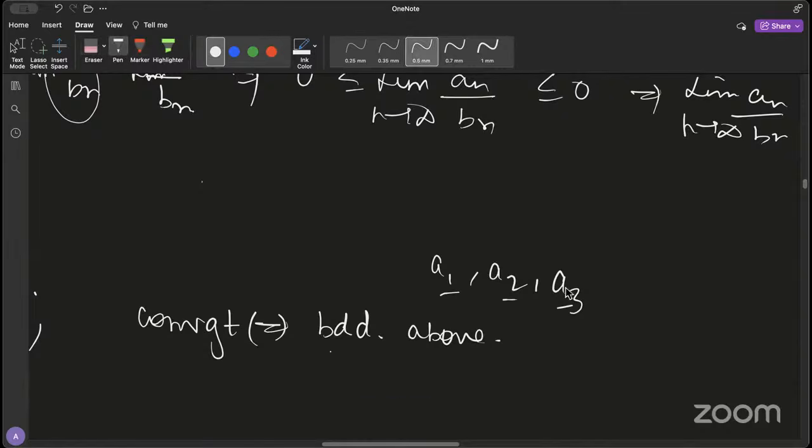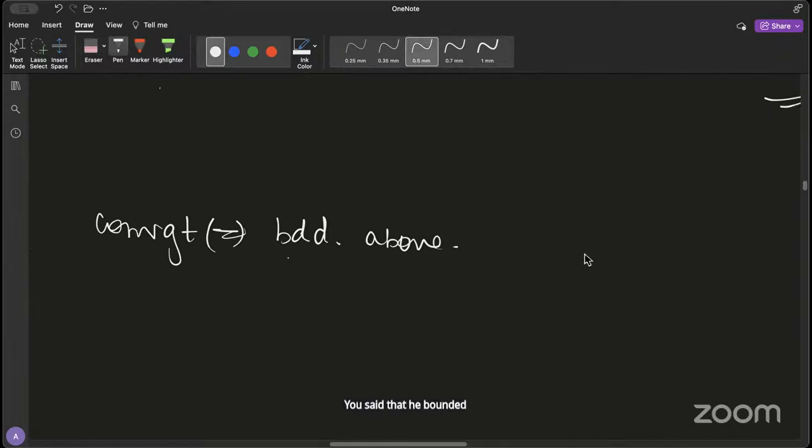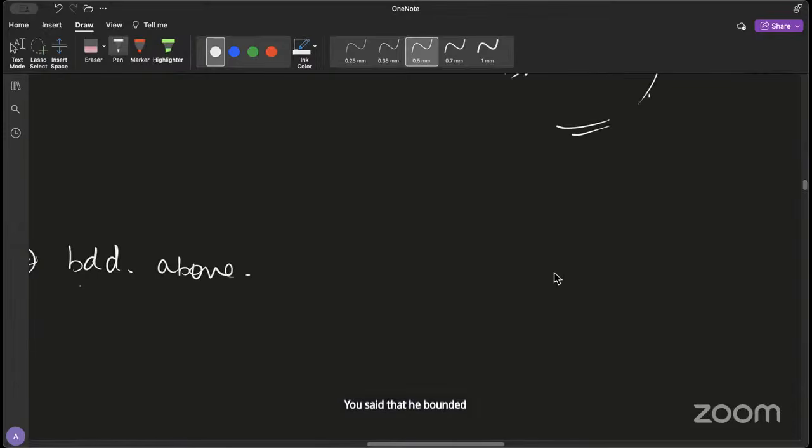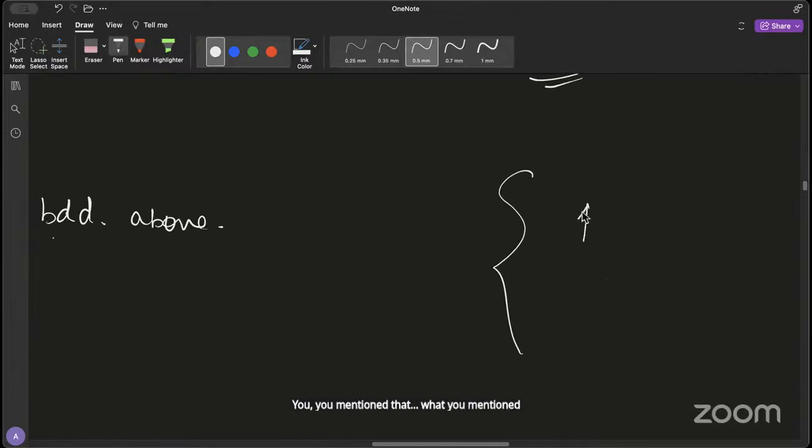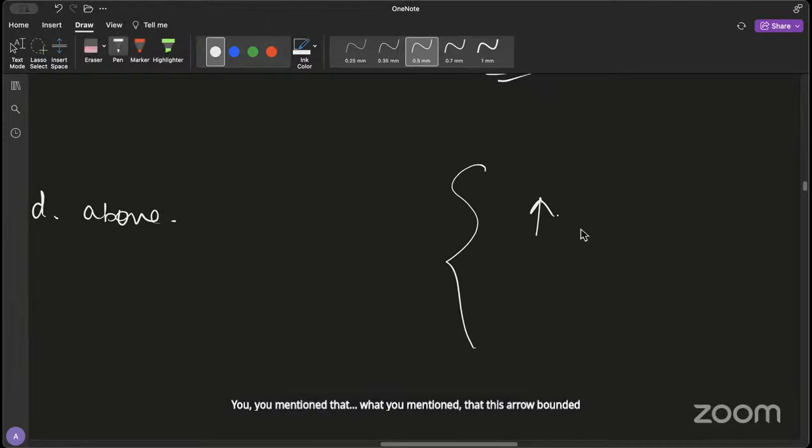You asked the meaning of bounded above, right? We just discussed what the meaning of bounded above is. What's your question? You mentioned that this is bounded above. That's what I need to understand.